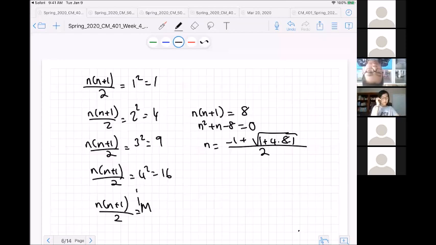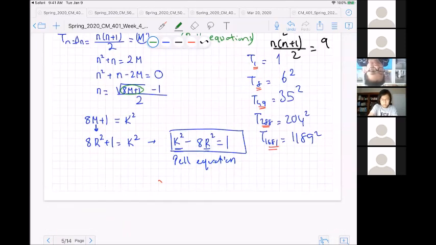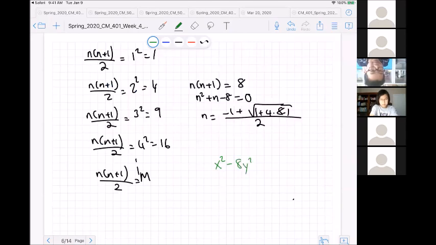It's a Pell equation. For those who ask how do you solve the Pell equation, first you're going to look for the trivial solutions. The Pell equation is in the form of x squared minus 8y squared equal to 1. In this case, n is equal to 8.